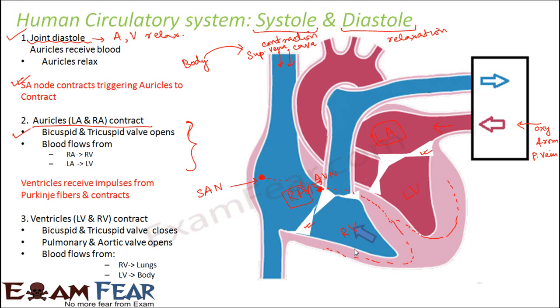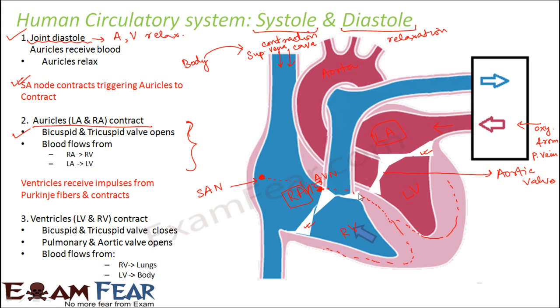Now when the ventricles contract, again I am talking about both the ventricles, both right and left ventricles will contract. Now when they contract, at this time the bicuspid and tricuspid valves are closed, but the aortic valve and the pulmonary valve will open, right? So where is the pulmonary valve and where is the aortic valve? So this is the aortic valve, this valve which you see here, that is between the left ventricle and the aorta. This is aorta. So this is the aortic valve.